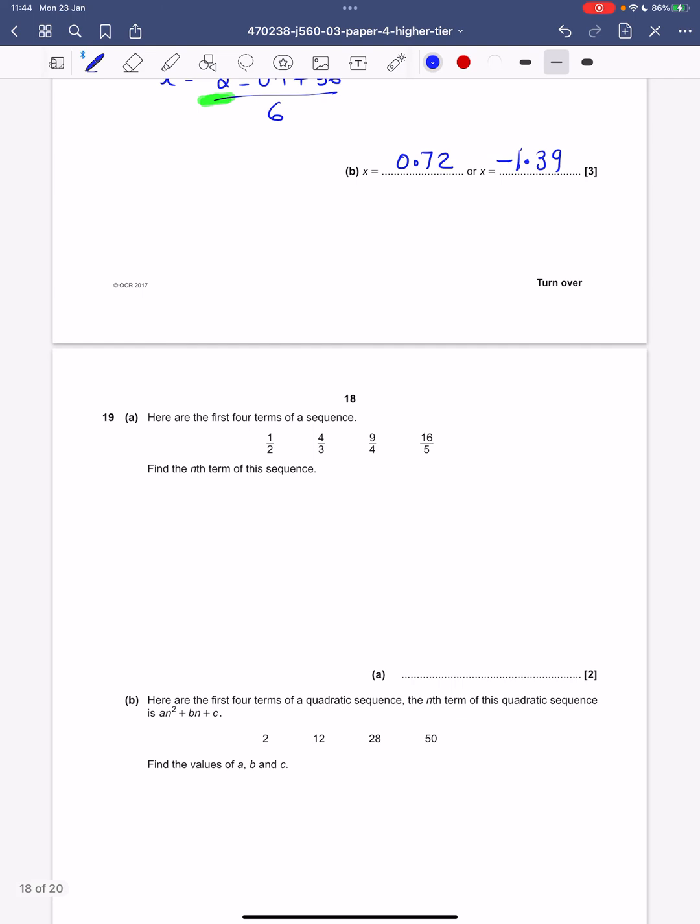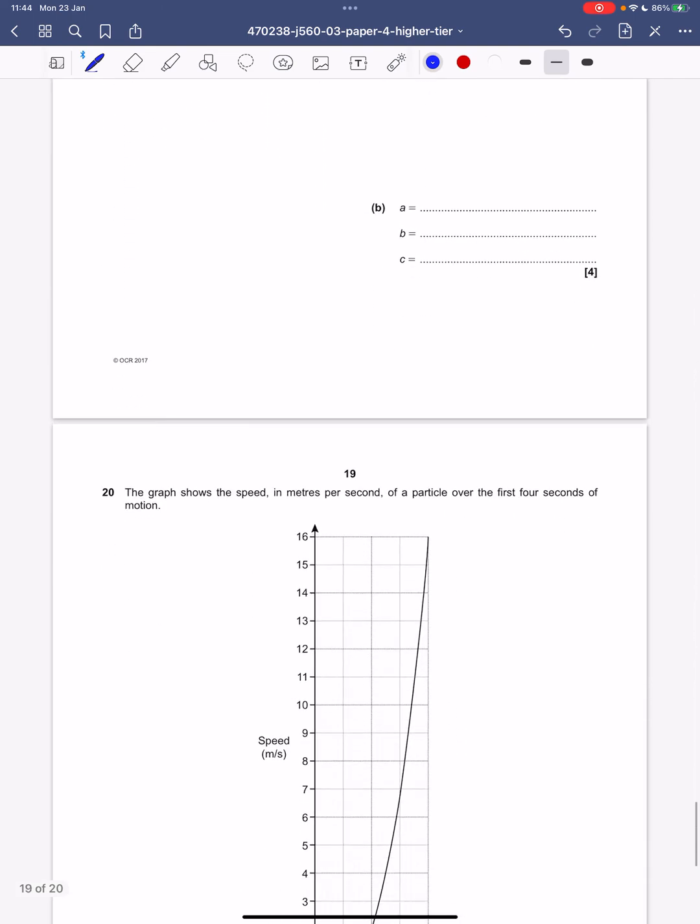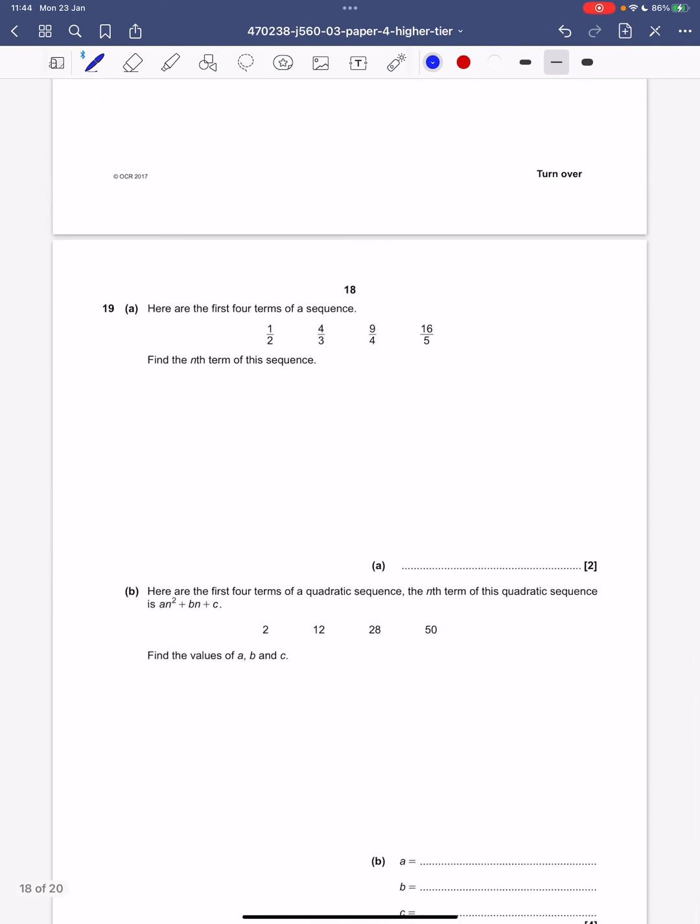19. We're nearly there. Here are the first 4 terms of a sequence: a half, 4/3, 9/4, 16/5. Find the nth term of this sequence. Okay, so the first term is 1 over 2. The second term is 4 over 3. Third term, 9 over 4. The fourth term, 16 over 5.